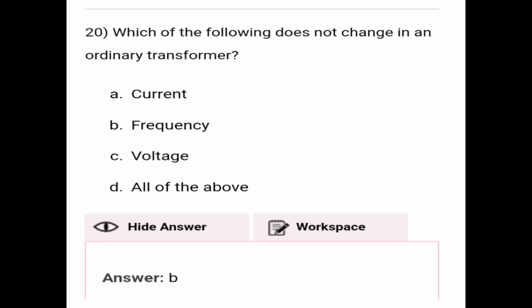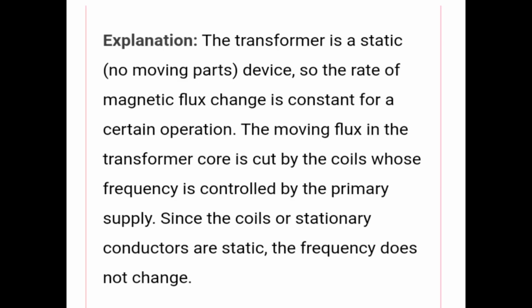Next is, which of the following does not change in an ordinary transformer? The correct answer is option B, frequency. Frequency is always constant in the transformer. The explanation is that the transformer is a static device, so the rate of magnetic flux change is constant for a certain operation. The moving flux in the transformer core is caused by the coil, whose frequency is controlled by the primary supply. Since the coils are stationary conductors, the frequency does not change.